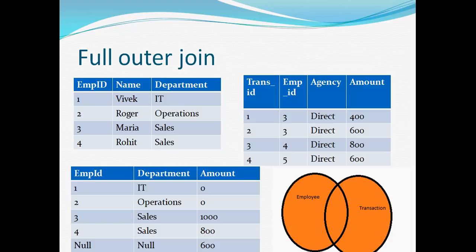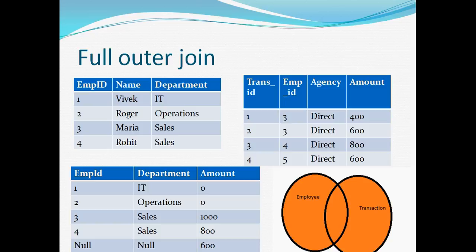So we have Vivek and Roger. They have not done any business, but they are still there. Then we have Maria, who has done business. Her values are there. And then we have this new guy who has done some business, but his actual data is not present in the employee table yet because of an issue with the ODS. His data was not propagated to the warehouse. So we have captured his business as well. It's just that we have registered his employee ID and department ID as null, but we have captured his amount.